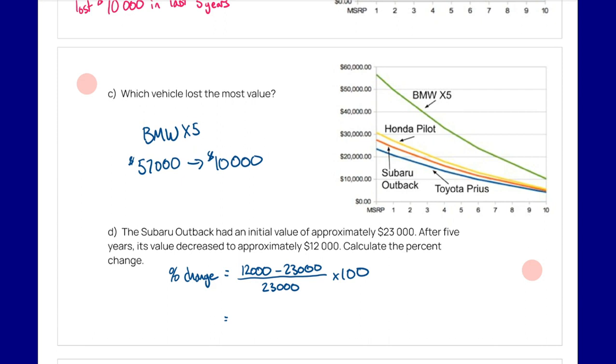So we go through and we calculate. We end up with negative 47.83%. So the percent change is approximately minus 48%. So it's decreased, or it's depreciated, by 48%. So it's gone down. It's lost almost half its value over 5 years.